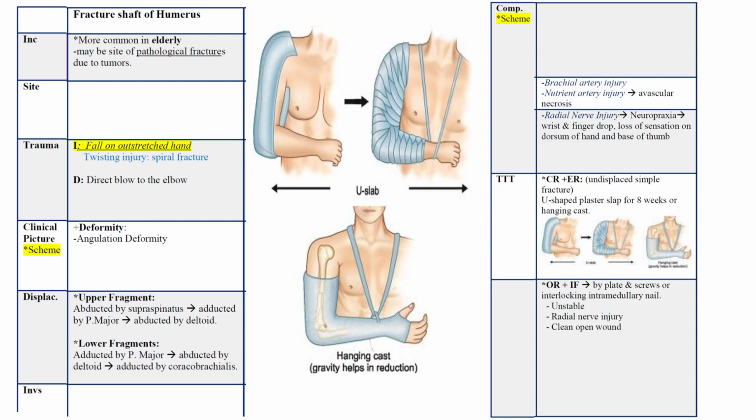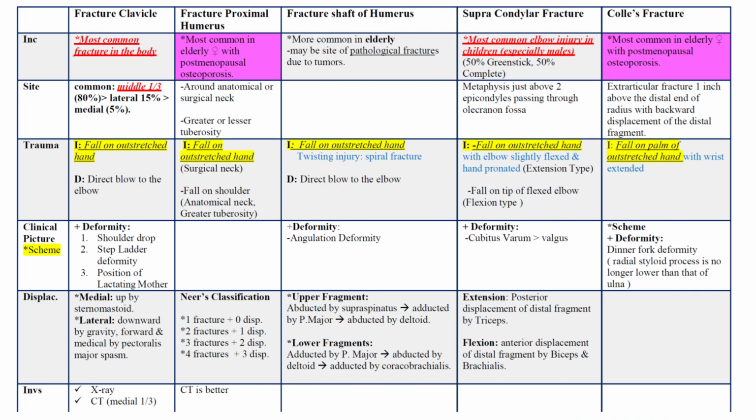So this is the image of the U-shaped plaster slab, and this is the image for the hanging cast, and both of them will last for 8 weeks. So we have finished fracture clavicle, fracture proximal humerus, and fracture shaft of the humerus. Let's move to supracondylar fracture.